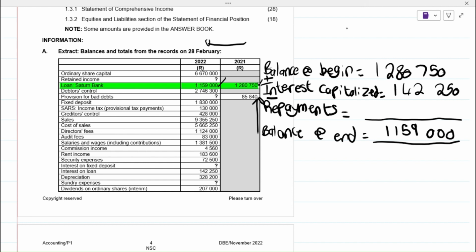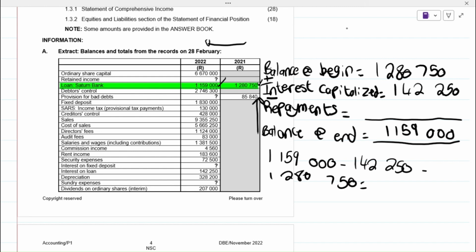So now I know that I have my balance at the end of 1,159,000. I'm also given now my interest capitalized and balance at the beginning, but they have positive balances. But as a way of me trying to calculate now my repayments, I will have to change their signs. So I'm gonna give them negative balances. So I'm gonna subtract 142,250, and I'm also gonna subtract 1,280,750. So you can just punch in your calculator with me.